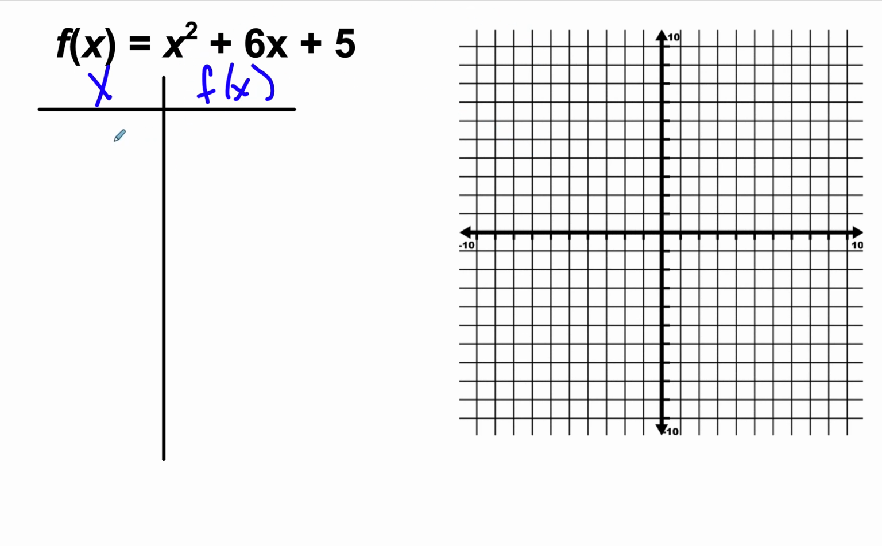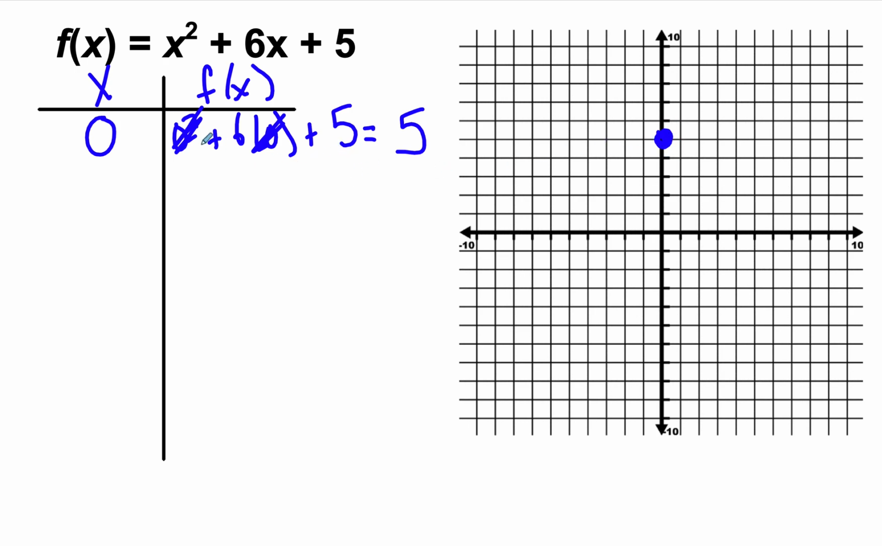When I plug in numbers, x's, I get y's. So for example, when I plug in 0, I've got 0 squared, which is 0, plus 6 times 0, plus 5. These are 0 and 0, so when I plug in 0, what comes out is 5. So the point (0, 5) is on the graph of the equation.